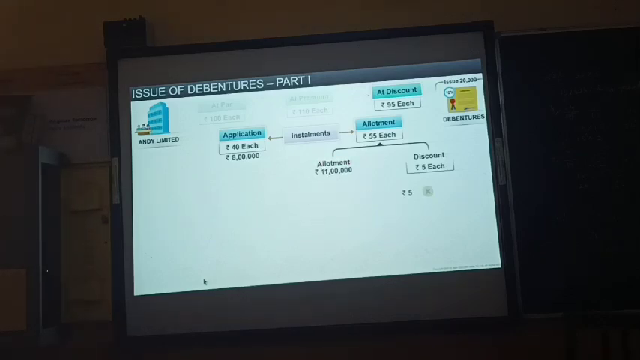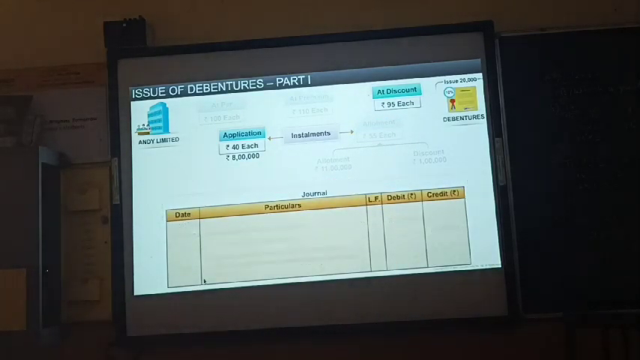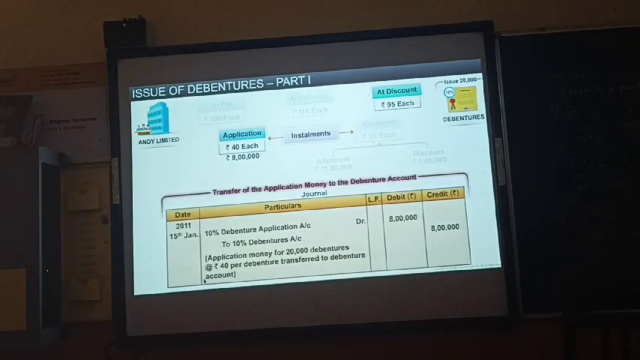Let us see the accounting treatment for the issue of debentures at a discount. When debentures are issued at a discount, the first two entries for the receipt of the application money and transfer of the application money to the debenture account will be the same as those seen for the issue of shares at par.